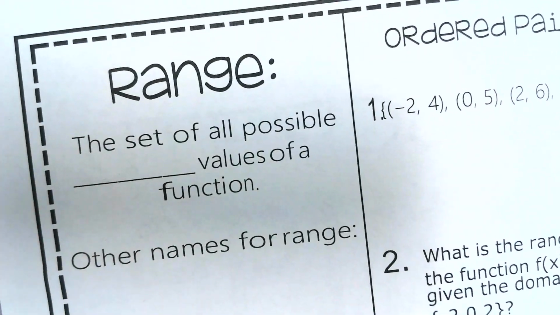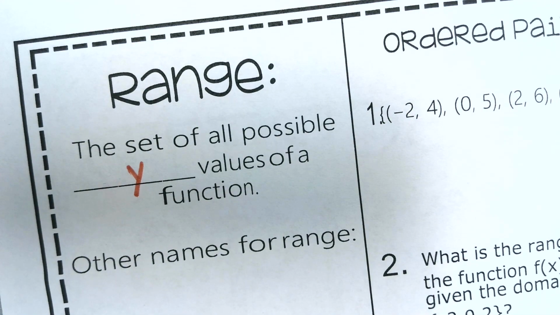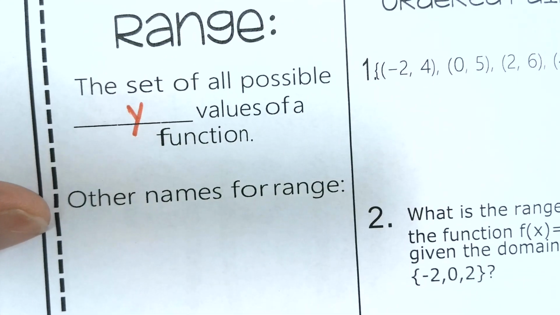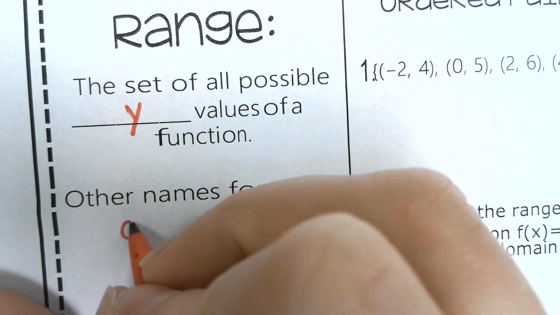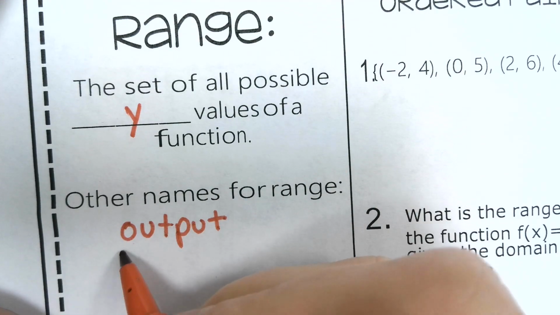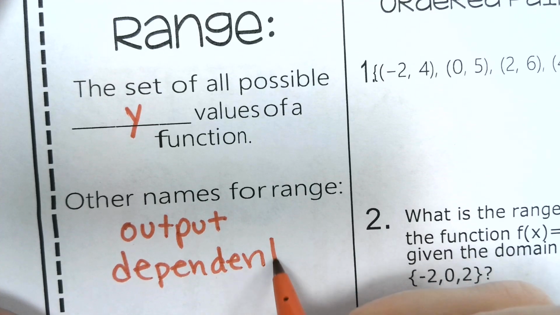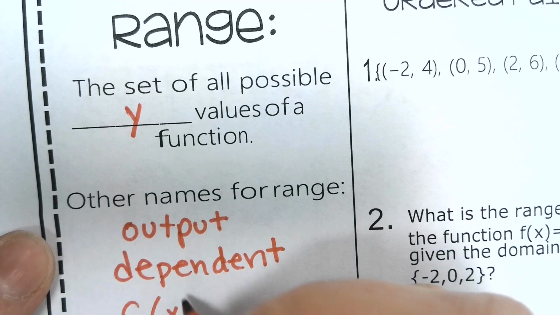Okay, the range, the set of all possible y values of a function. Other names for range are, if x is input, what is y? Output. Yep, and then dependent, because x is independent. And then also, y is the same as f of x.